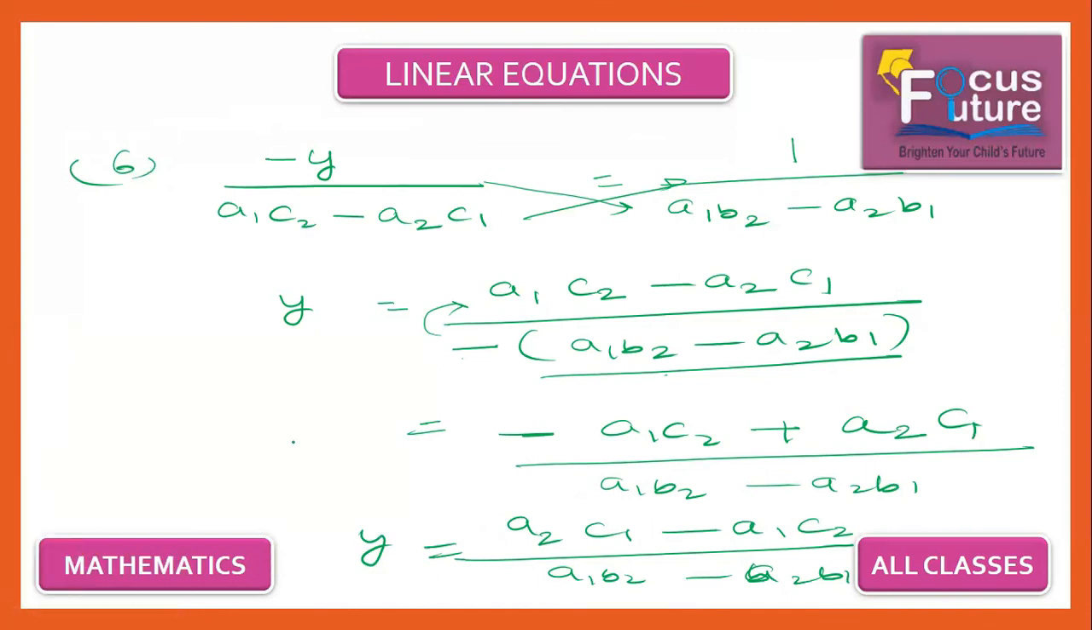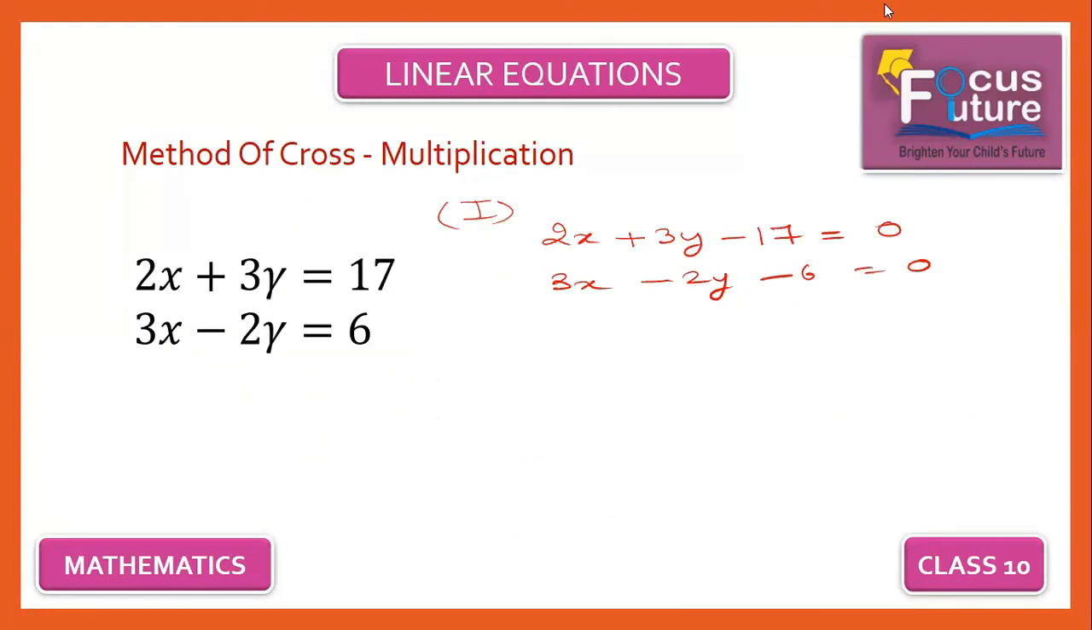So the value of y is this. Y is a2c1 minus a1c2 divided by a1b2 minus a2b1. Now let us do problems on this cross multiplication. Now let us understand our cross multiplication method using different equations.